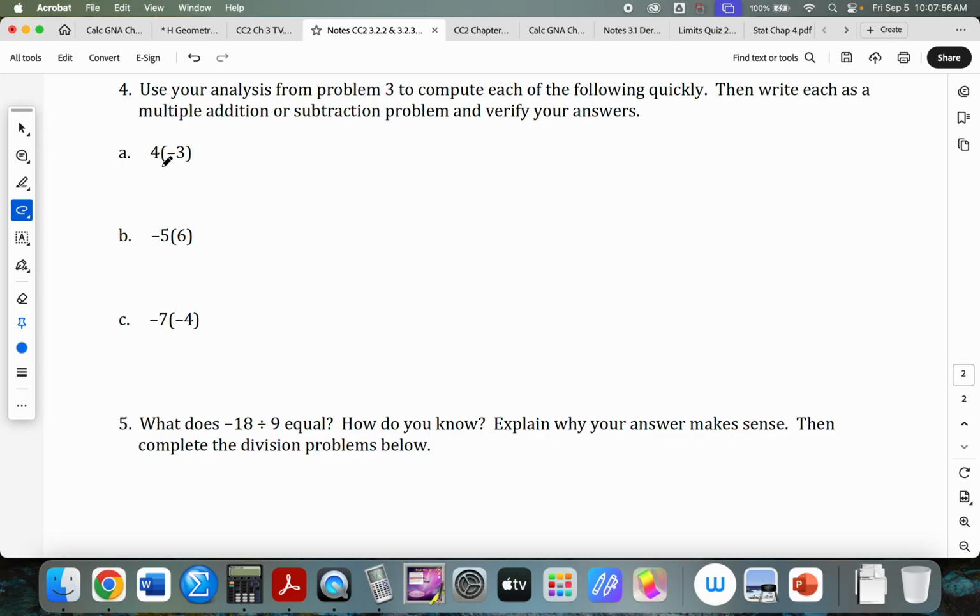So here, if I'm multiplying these two numbers together, then one is positive and the other one is negative, so this should be negative 12. It says write it as a multiple addition or subtraction problem. So because the 4 is positive, I'm adding a negative 3, 4 times. I don't really need that plus sign in the front. Sorry about that. And that's equal to negative 12.